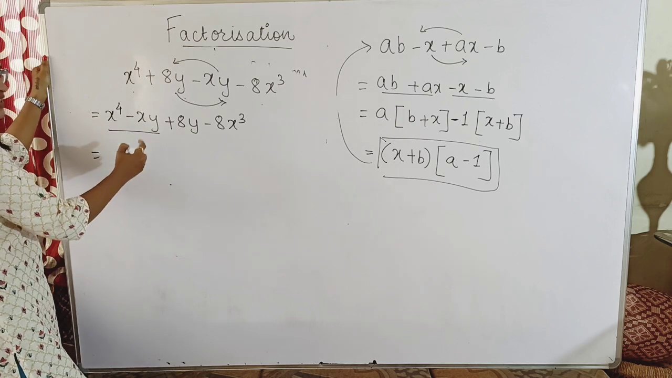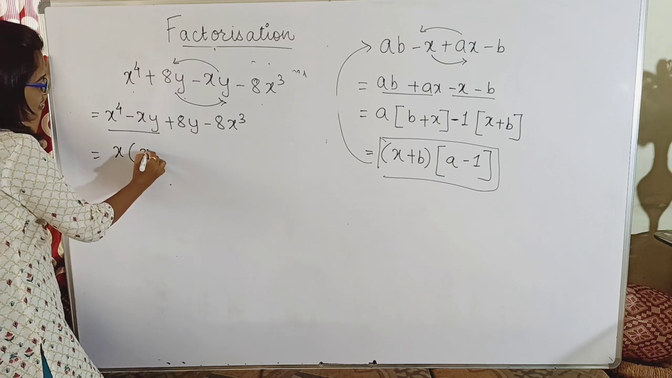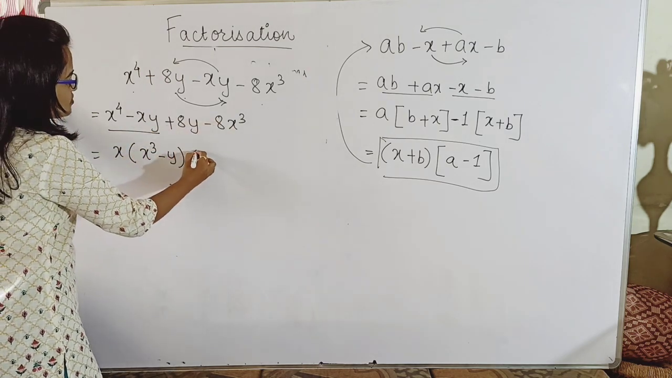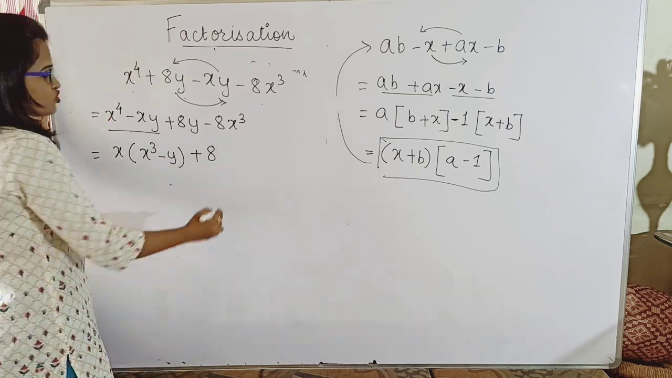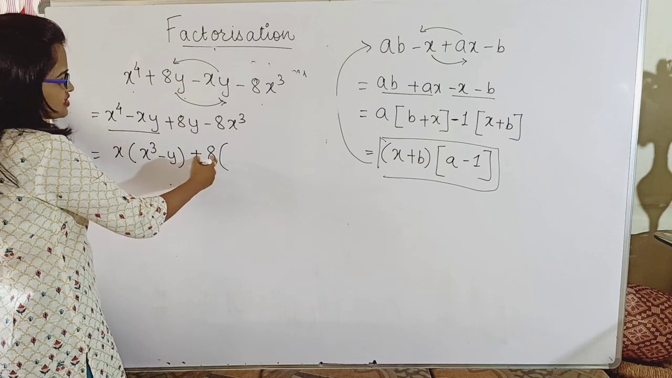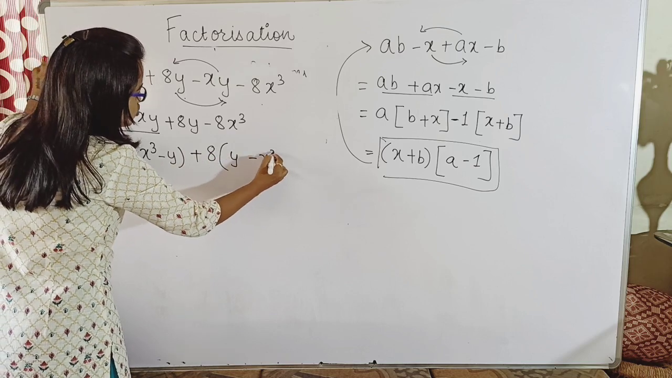x raised to 4 minus xy. x is common. If you divide x raised to 4 by x, I am getting x cube minus y. Between these two terms, what is common? Suppose I take plus 8 as common. What will I get in the bracket? Here 8y, 8 gets cancelled, only y is remaining, minus 8 gets cancelled and x cube is remaining.